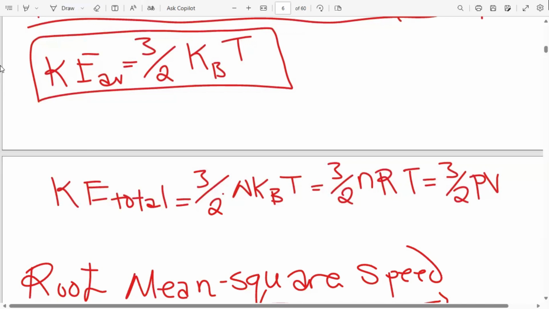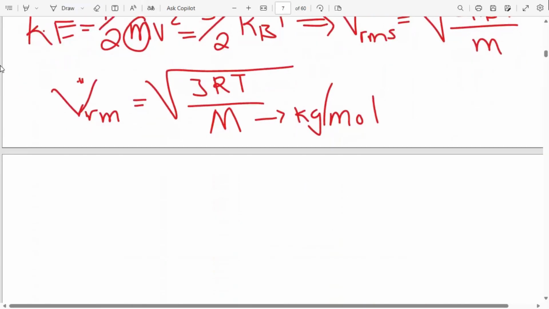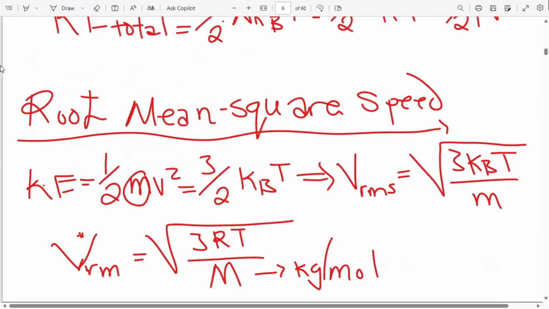So that, ladies and gentlemen, is what I wanted to talk about under the kinetic theory of gases.